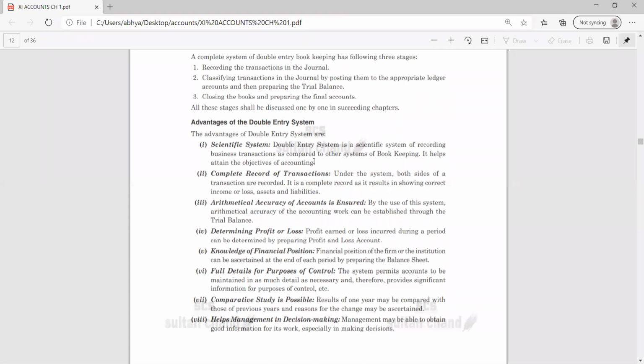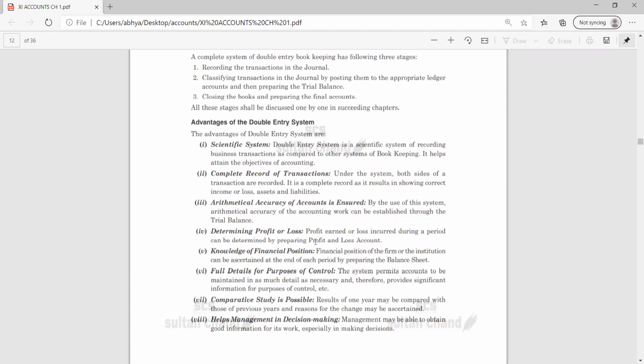Okay, so knowledge of the financial position: yes, we can know about the financial position of the business. What is the amount of assets, what is the amount of liabilities, whether the business is solvent or insolvent, by preparing the balance sheet. Normally these financial statements are prepared at the end of every accounting period. I told you earlier that there are two types of accounting period, calendar year and financial year. If it ends on 31st December, it is known as a calendar year, and if it ends on 31st March, it is known as a financial year.